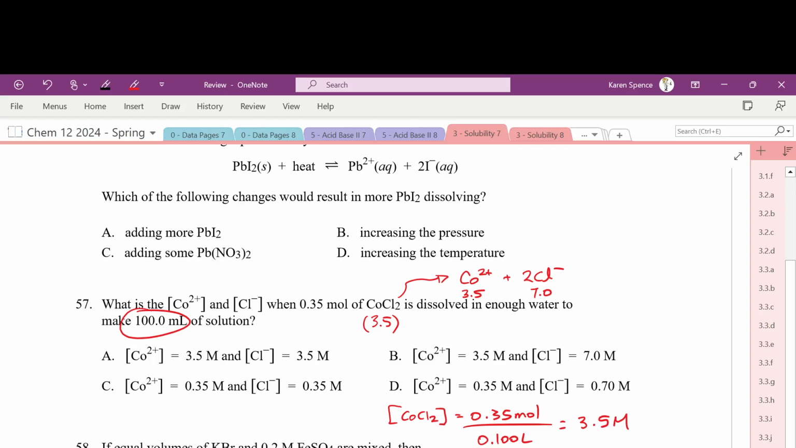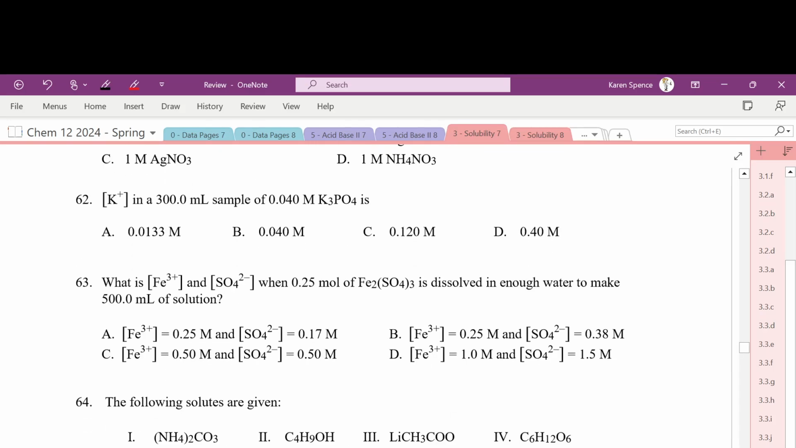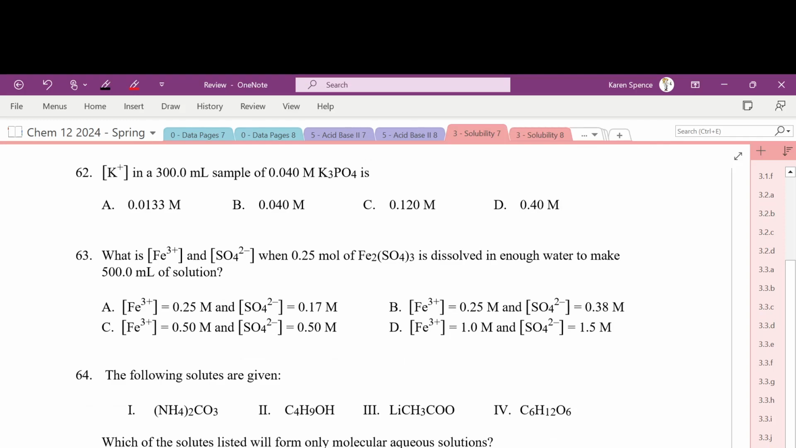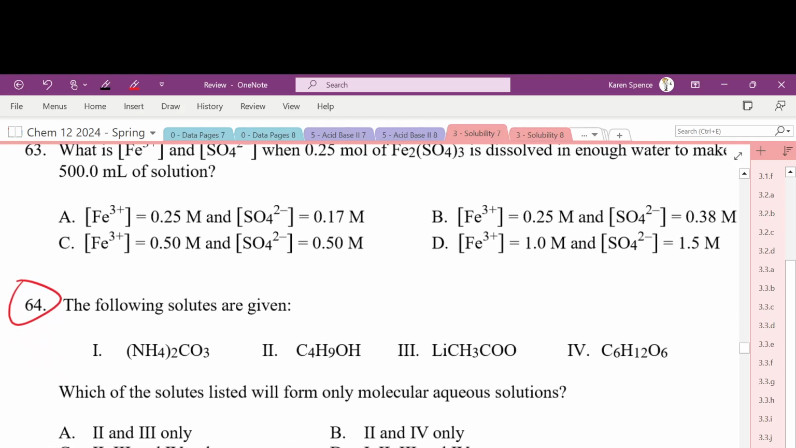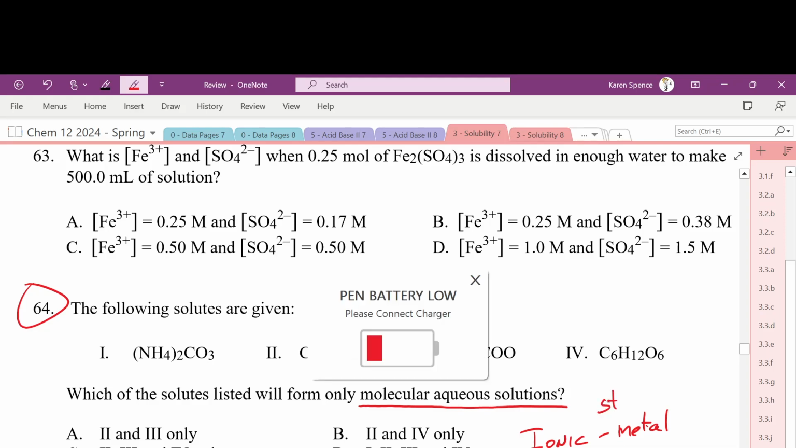Number 64. 64. The following solutes are given. Which of the solutes listed will form only molecular aqueous solutions? So, how do you know if something is ionic? That's the easiest way. Metal. You either have a metal or you have a non-metal, and it starts with a metal or NH4.